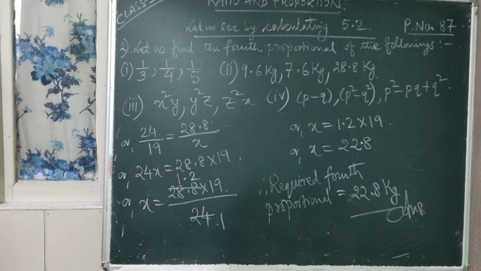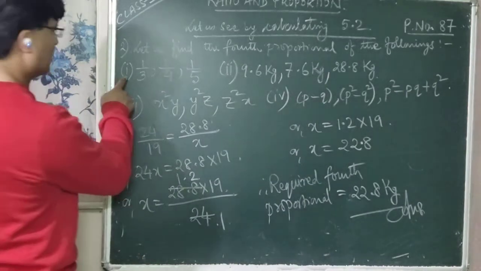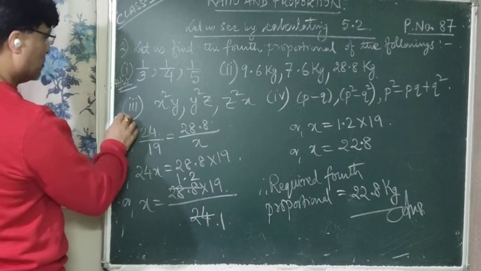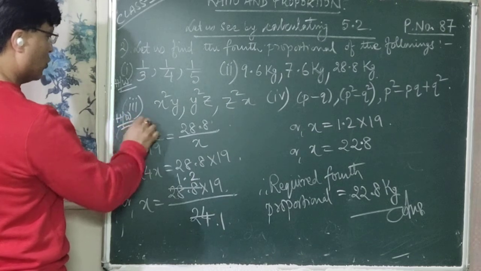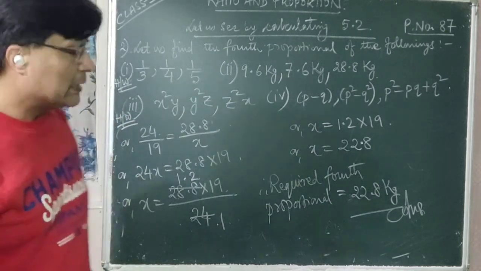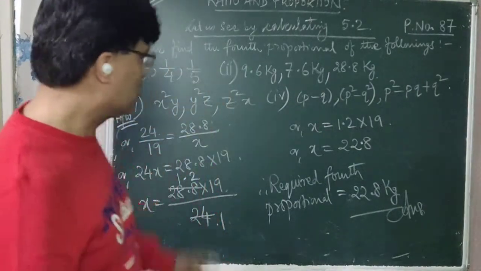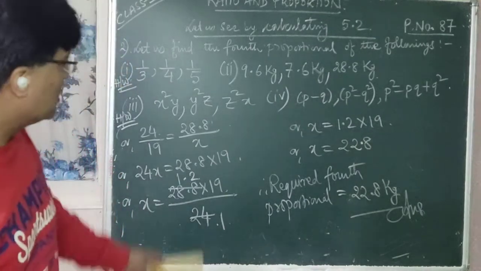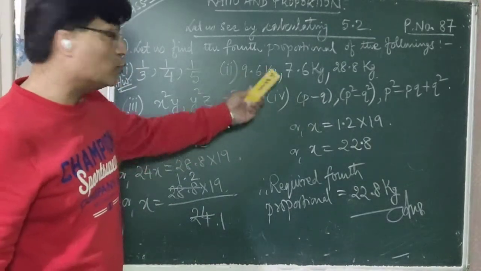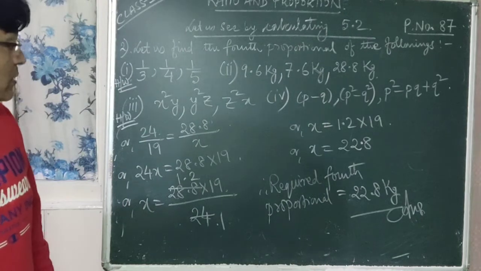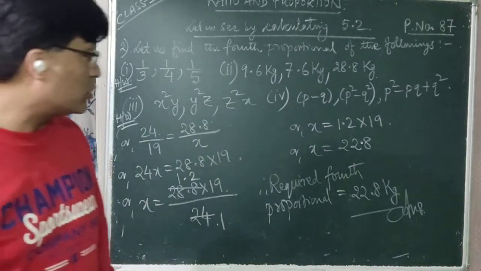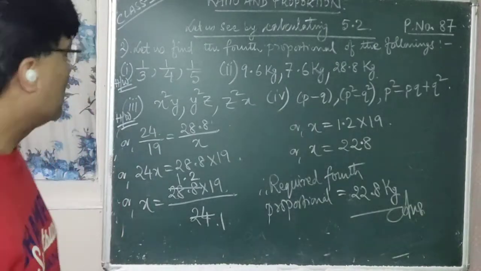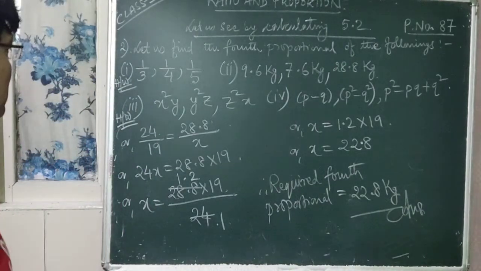So now let us do question number 4. So these are your homework, right? This number 1 you can do it at home, and this number 3 also you can do it at home. So these are your homework. Now let's do question number 4. So you can copy it. You can copy this solution. This is solution for number, which number? 2. Okay. That is the fourth proportional is equal to 22.8 kg. So that is your answer. So you can copy it.